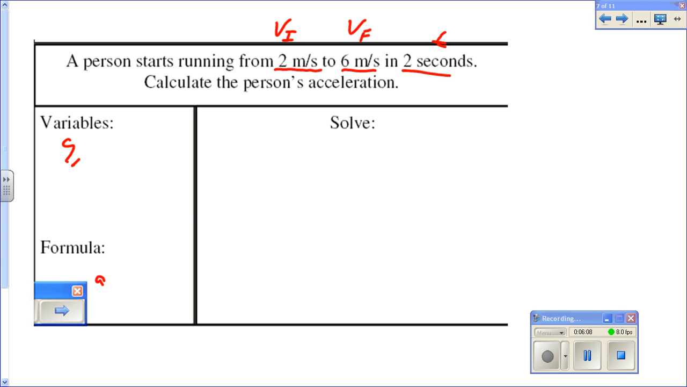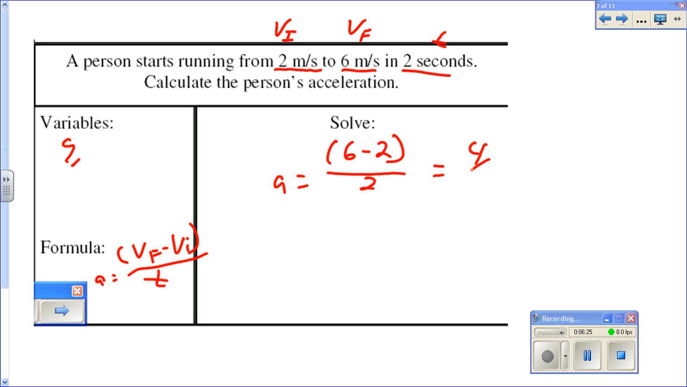Formula is A equals, I'd like you to write it as VF minus VI in parentheses over T. Solve it means you have to plug your numbers in. 6, remember it's the second one first. 6 minus 2 over 2. That gives us 4 over 2. And the answer is 2 meters per second squared.